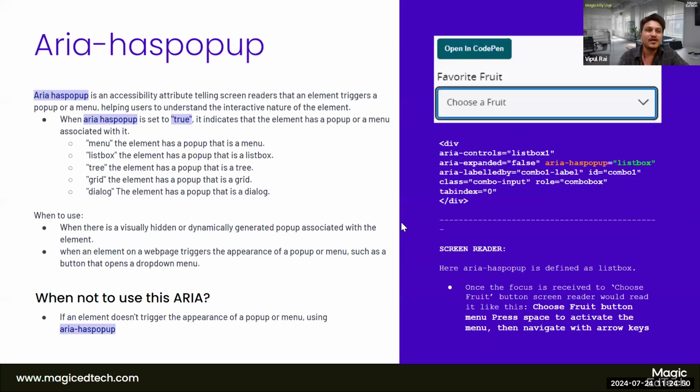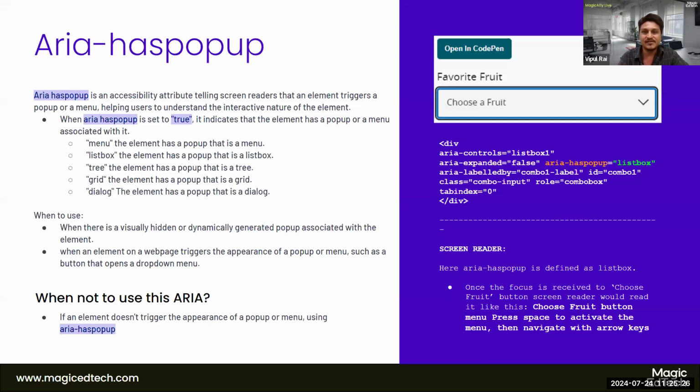ARIA has pop-up has an expanded state, and it is a very big property. We will be using this for many items, for example a menu, list box, tree item, grid item, or any dialog, because this indicates that the content will have a pop-up menu attached to it. So when ARIA has pop-up is set to true, it indicates that the screen reader will perceive this content as a pop-up or a menu, whichever role is associated with the element.